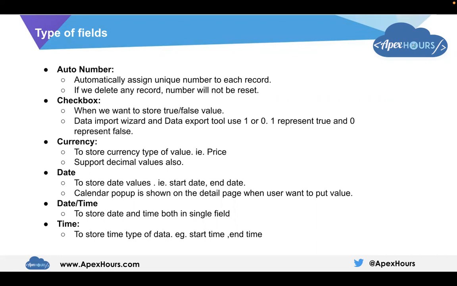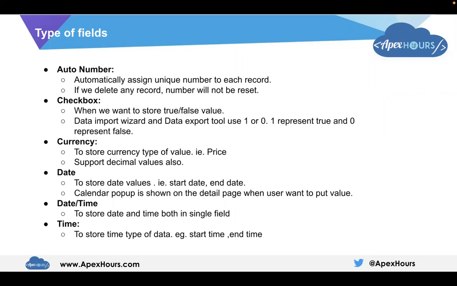Okay. Next one is checkbox. When we want to store data like true and false, then we use the checkbox. And if you're using the data import wizard and data export tool, then instead of true and false, in our CSV files, we use 1 or 0. So 1 represents true and 0 represents false.